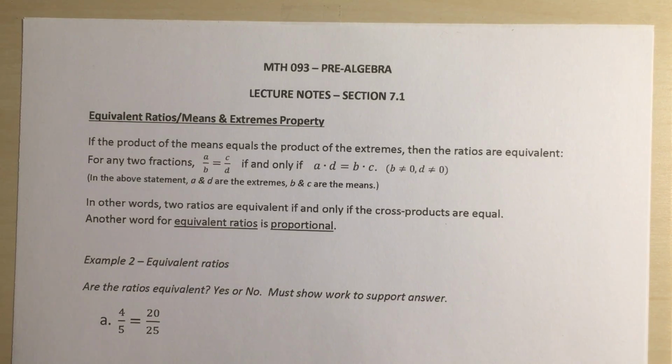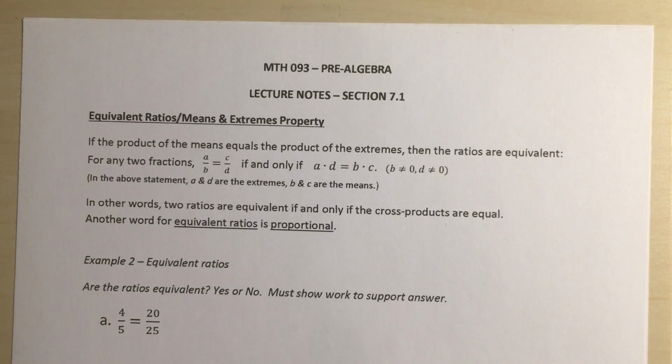We are going to continue our discussion about ratios in section 7.1 to talk about equivalent ratios. In order to talk about equivalent ratios, we're going to use something called the means and extremes property. In words, this property states that if the product of the means equals the product of the extremes, then the ratios are equivalent. So if we have any two fractions, a over b and c over d, they are equal if and only if a times d equals b times c.